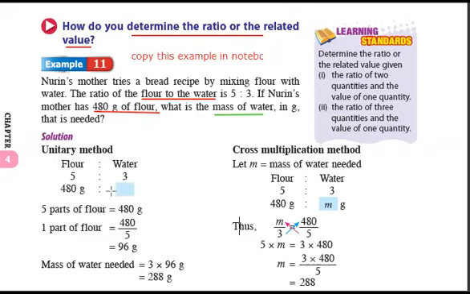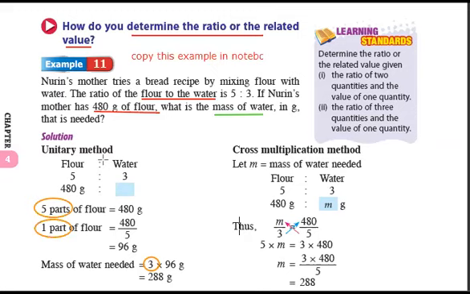For the unitary method, still remember we will make the part very clear. For example, I have 5 parts of the flour from the ratio here. 5 is equal to 480 grams. After that, I will calculate for one part of the flour, which means I will divide. After I divide, what is the mass of the water? So I don't calculate for the flour again. I will now move to the mass of the water. The mass of the water here indicates 3 parts. So after that, I will multiply 3 by the number that I got here. So this is my answer. This is the unitary method.